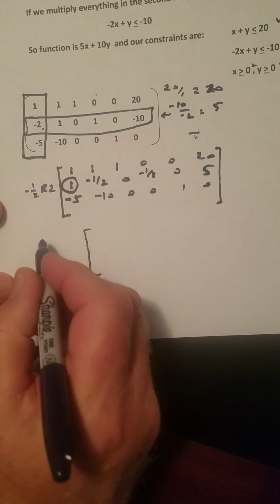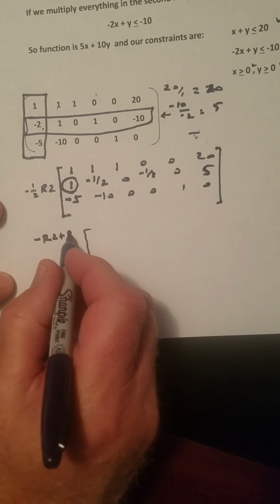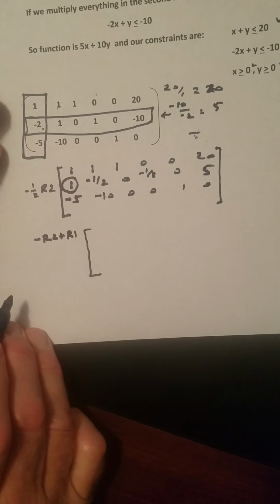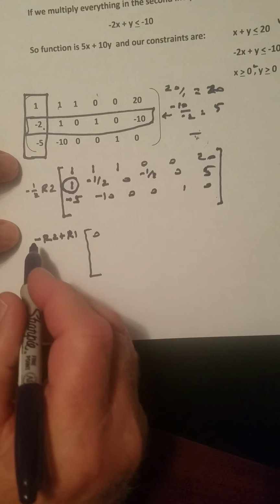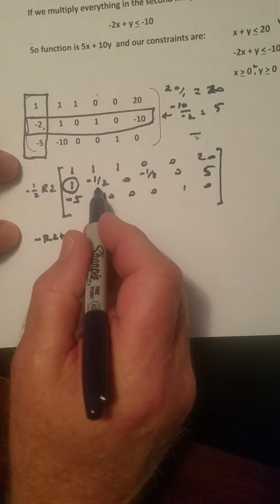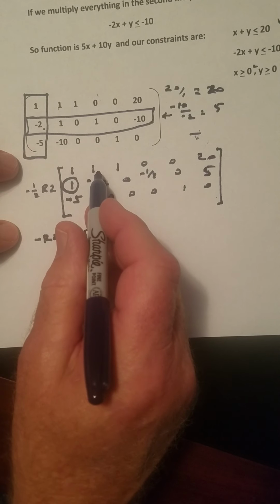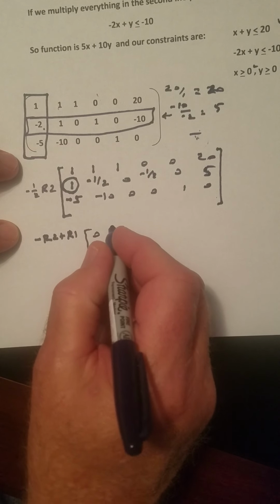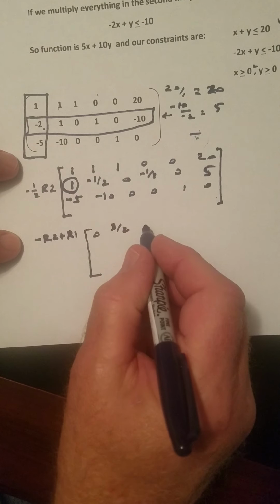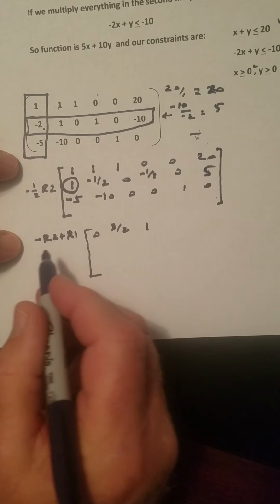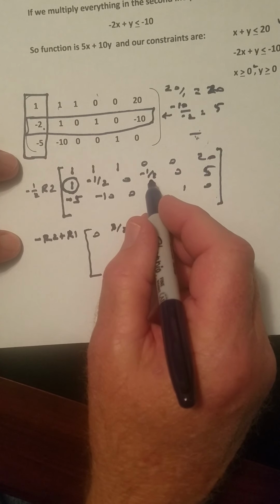So to get a 0 here, I'm going to take negative row 2 plus row 1. So negative 1 and 1 is 0. Negative 1/2. So that's 2 negative makes it positive. Positive 1/2, think of that as 2 halves. So 1/2 and 2 halves is 3 halves. 0 and 1 is 1. This is going to be the opposite of negative 1/2 is positive 1/2.